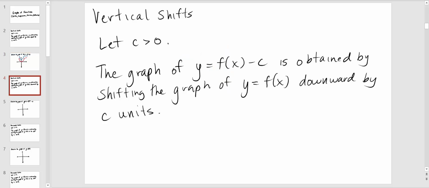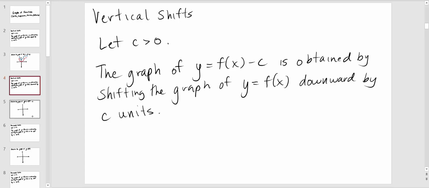There's a similar rule for when you subtract a number. We want c to be positive again here so that when we subtract, we don't have to worry about a minus negative situation. So let c be greater than 0. The graph of y equals f of x minus c is obtained by shifting the graph of y equals f of x downward by c units. The logic is the same. All of the y coordinates are getting reduced by a value of c, and that's going to shift the graph down c units.